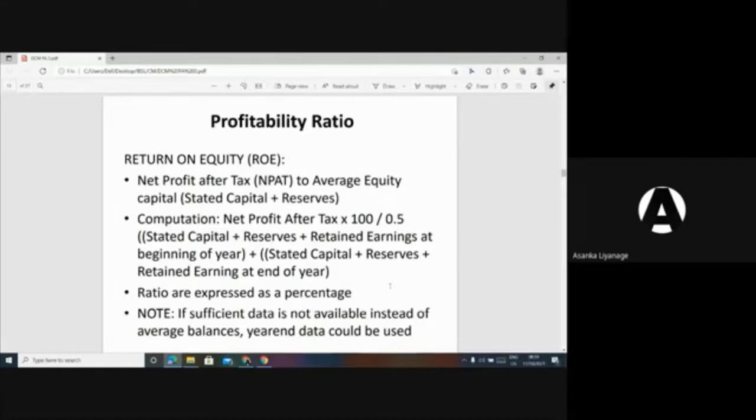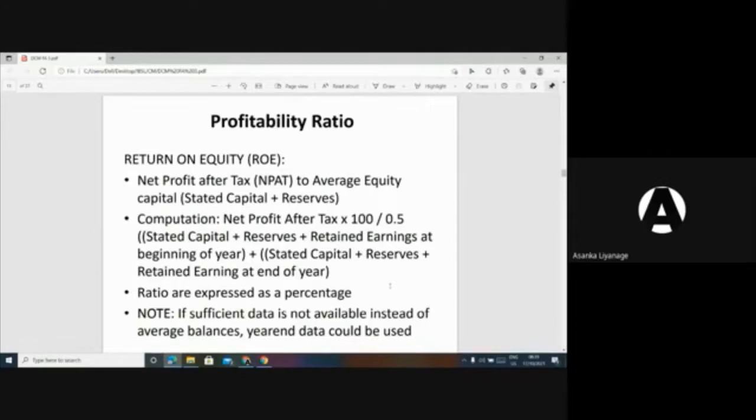Net profit after tax to average equity capital. Now here the main difference is, what is the main difference? Net profit means an item from the income statement. Equity means an item from the balance sheet.